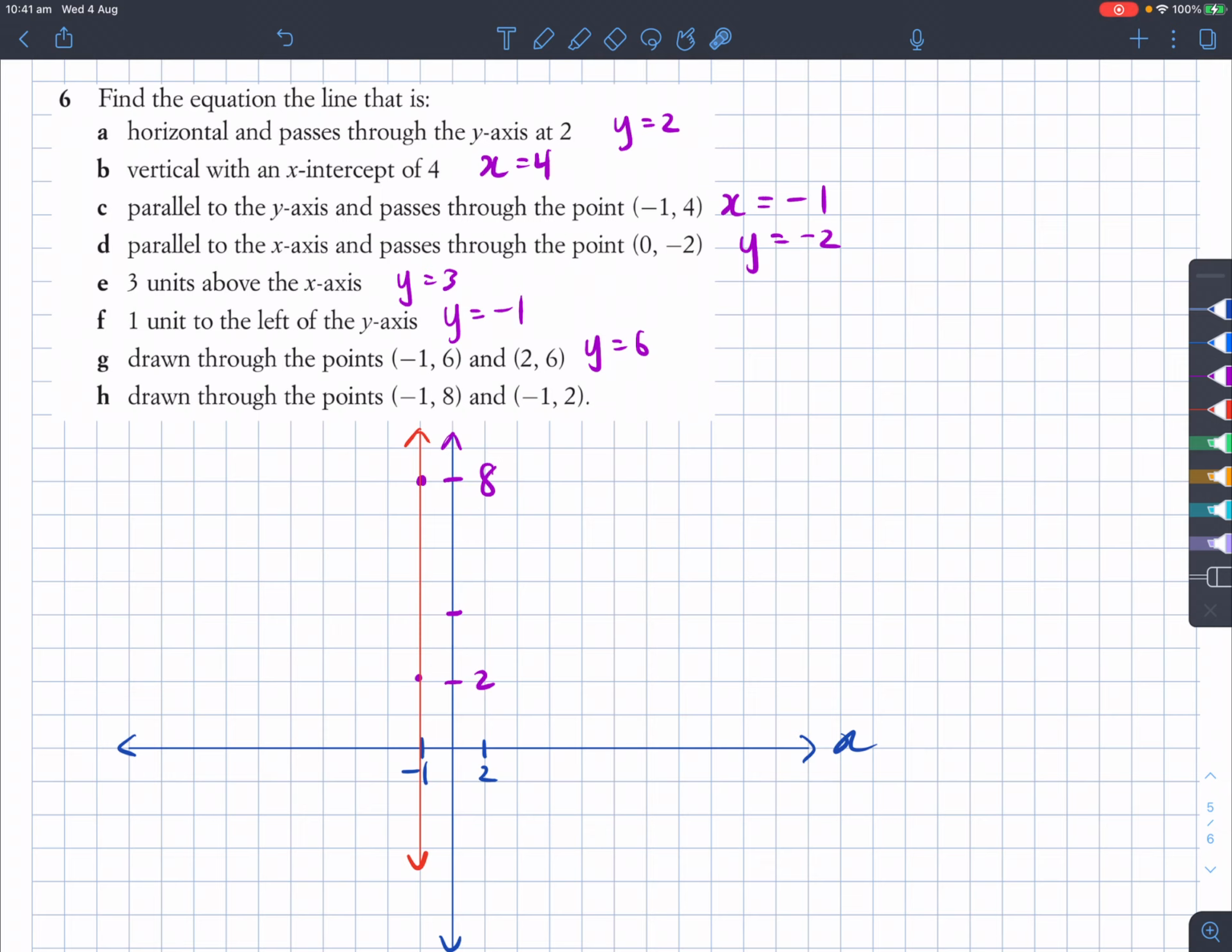So what axis does it cross? It crosses this x-axis here, at that point, okay? And that point is called x equals -1. So all of these coordinates here would have x values of -1.